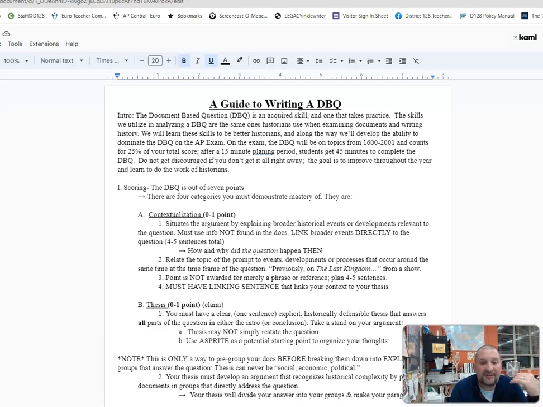Contextualization situates the argument by explaining broader historical events or developments relevant to the question. So this is big picture, starting very broad and bringing it in. You have to use info not found in the docs, and you're linking broader events directly to the question. You should be looking at 4 to 5 sentences here. One way to think about this is: how and why did the question happen then? Another way to think about it is to relate the topic of the prompt to the events, developments, and processes that occur around the same time frame of the question.